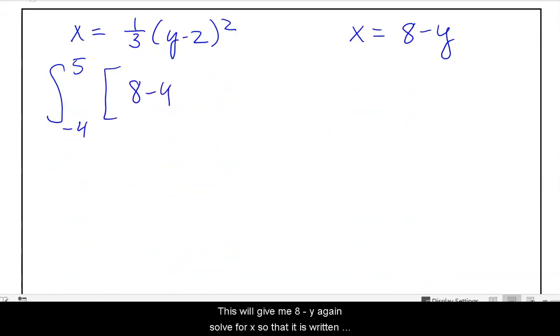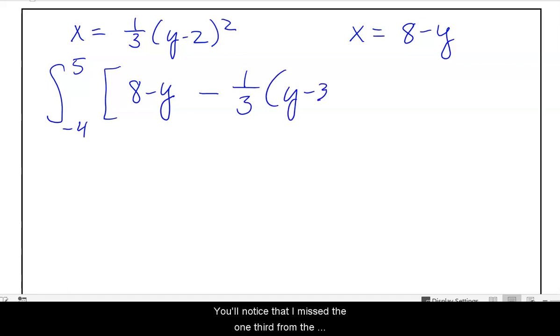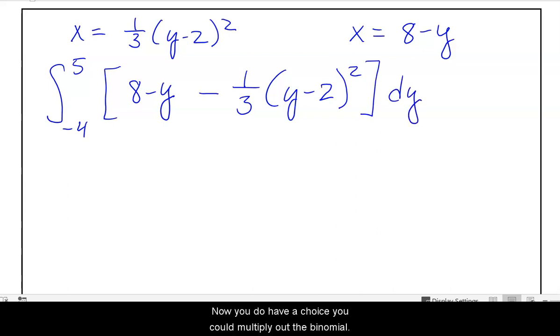This will give me 8 minus y, again solving for x so that it is written in terms of the variable y, minus, now I put in the parabola. You'll notice that I moved the 1/3 from the denominator out to the front just to make it easier to integrate. Now that I have this here, don't forget that the differential is dy. Now you do have a choice. You could multiply out the binomial, or you can do a u substitution and integrate without multiplying it out. It is purely a matter of choice, which I will leave up to you.